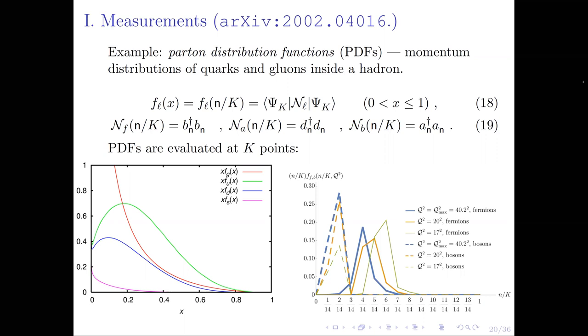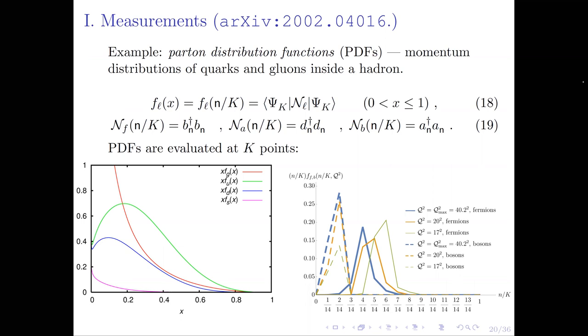If you do such a calculation on a lattice, then extracting information about the PDF from a lattice calculation can be quite non-trivial. However, it turns out that on the light front, calculating the PDF is almost the most trivial thing that you can do, because on the light front, the measurement operator for the PDF is just the number operator. So you're literally measuring the occupancies of your qubits. That's the simplest thing you can measure.